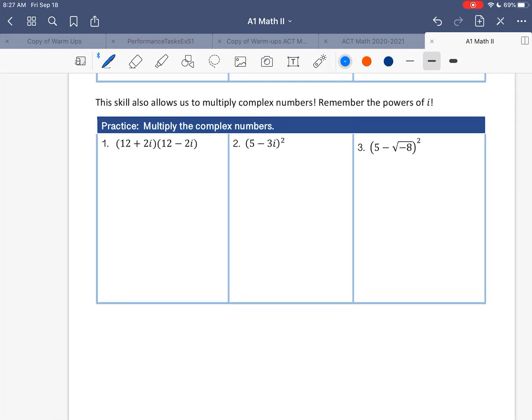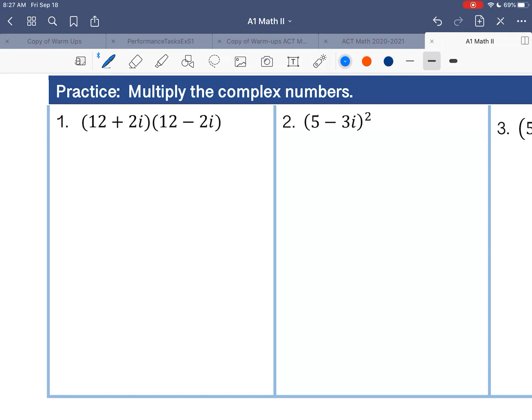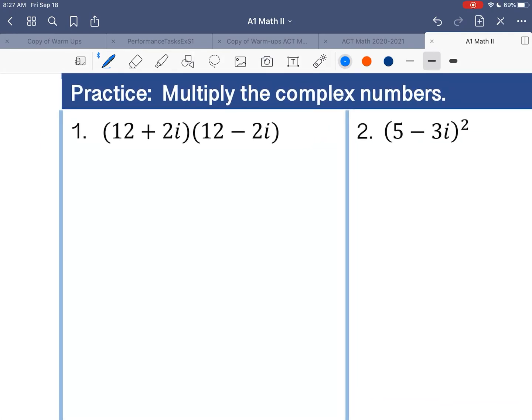So the last thing I want to talk about is that multiplying polynomials gives us the ability to multiply complex numbers. I know that we don't love these and it's coming back to haunt us. But that's okay. We're going to multiply these complex numbers together just using the same rules that we just learned of distributing things into the parentheses. So I'm going to distribute the 12 and the 2i into the other complex number.